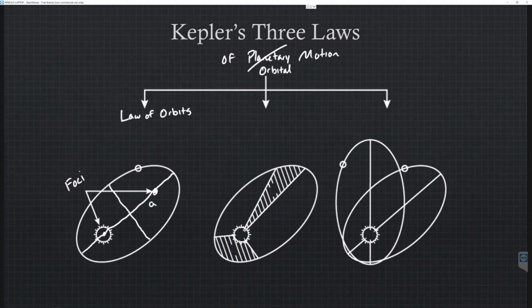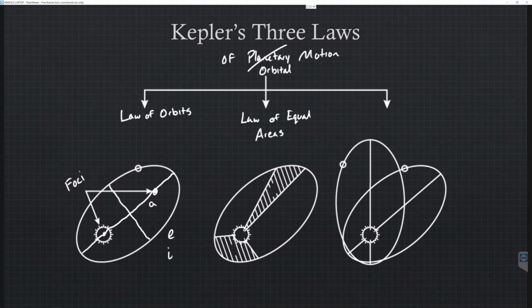And A is one of the 6 classical orbital elements that we use to describe an orbit, alongside eccentricity, inclination, and then 3 other little more obscure factors. But with those 6 classical orbital elements, we can define every single orbit that there is. So on the second law is the law of equal areas.